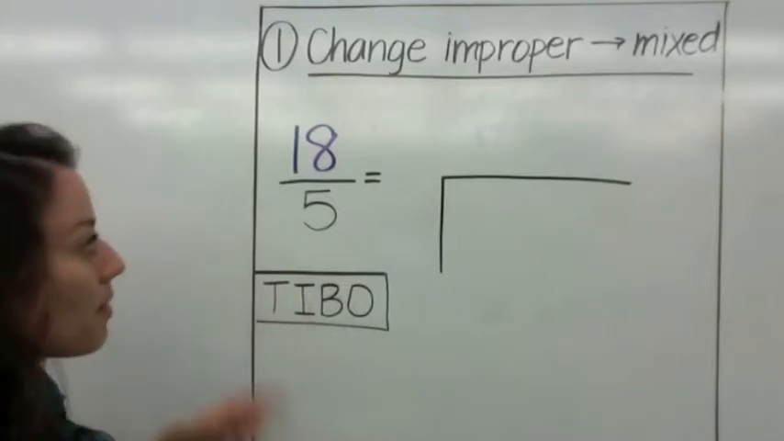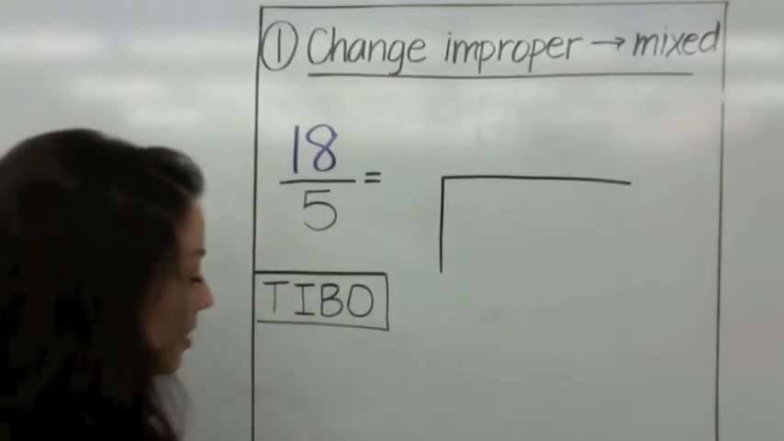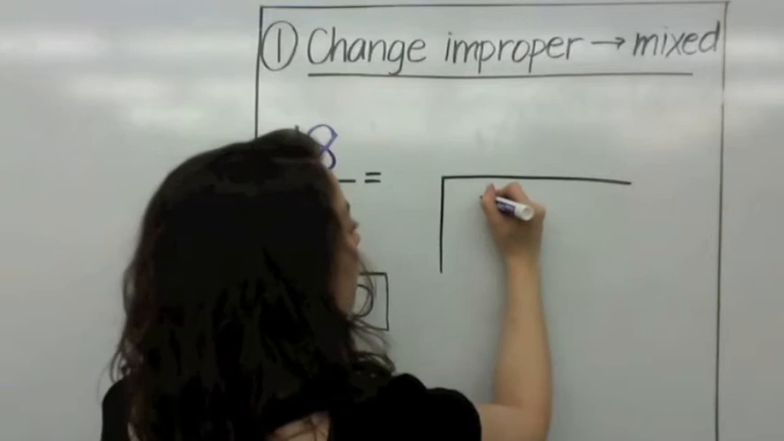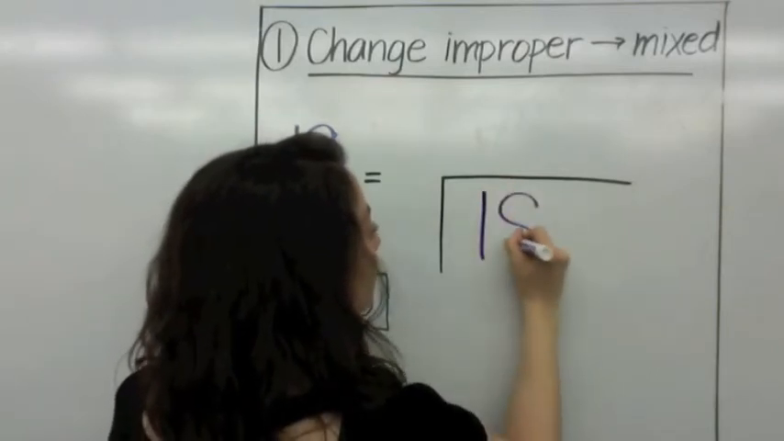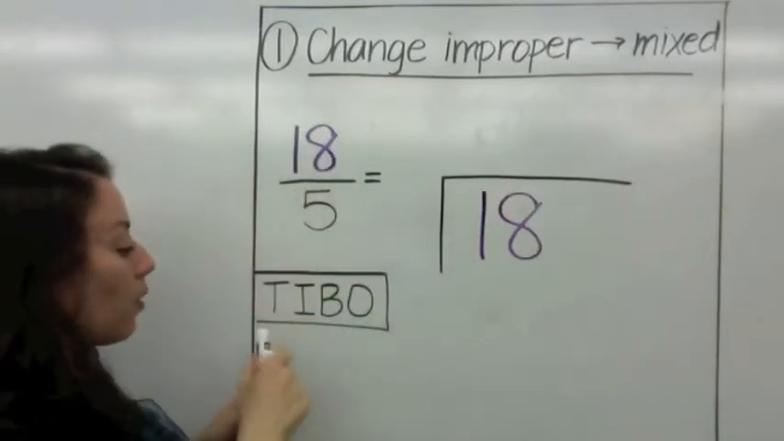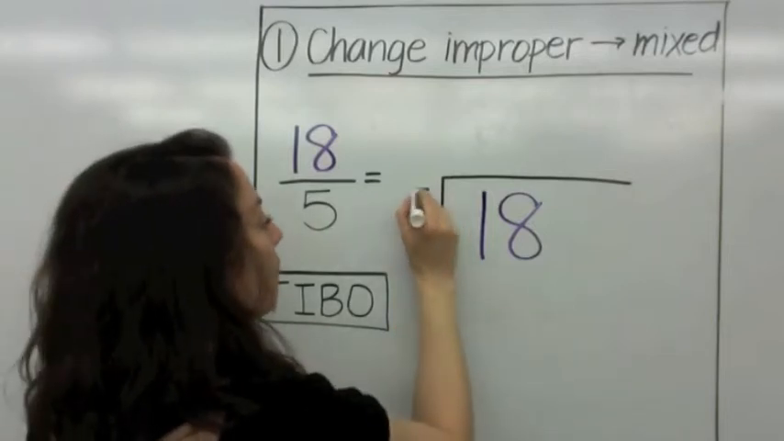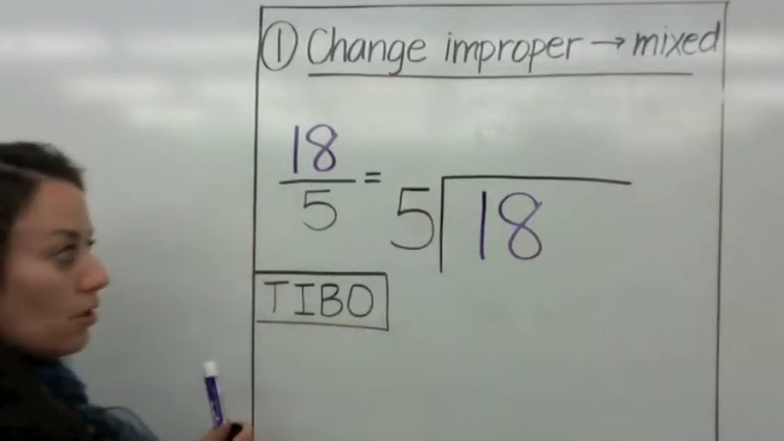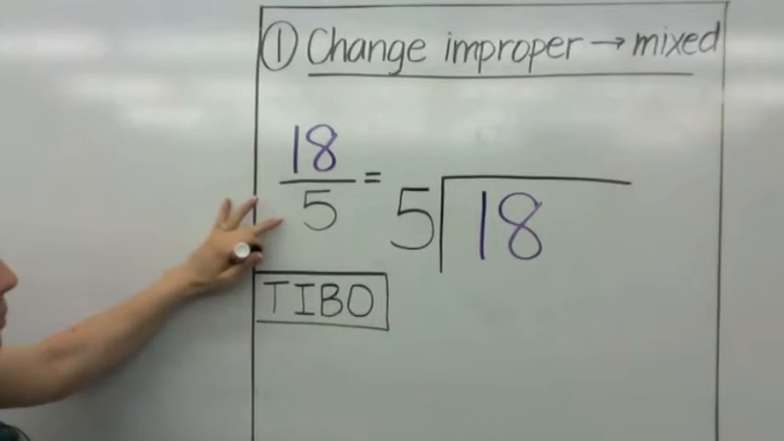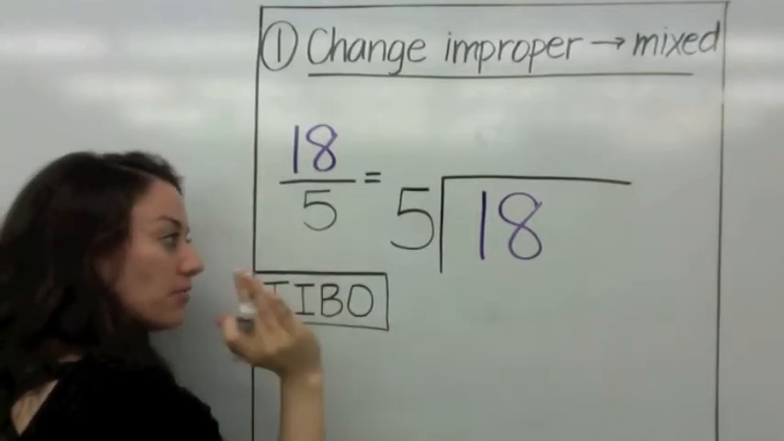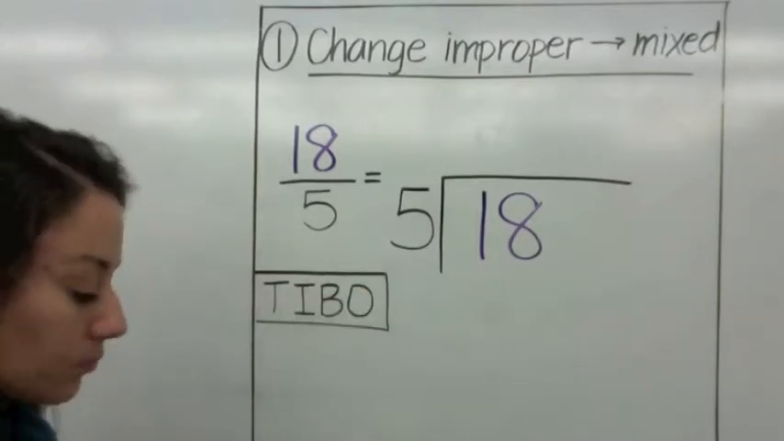Okay, so the top number is what? What's the numerator? It's 18, right? So we're going to put the top in. And we're going to put the bottom number, we're working in fifths, dividing by 5, we're going to put it out. This is saying 18 divided by 5 means 18 in the box, divided by 5 out.